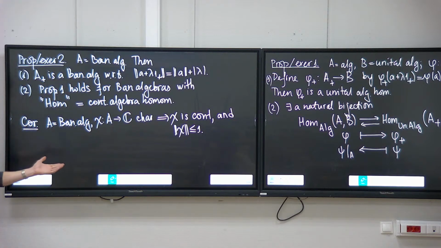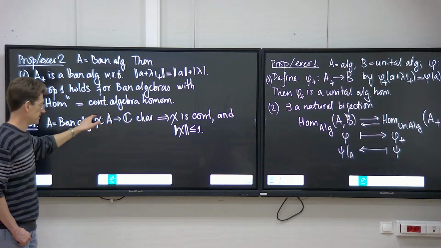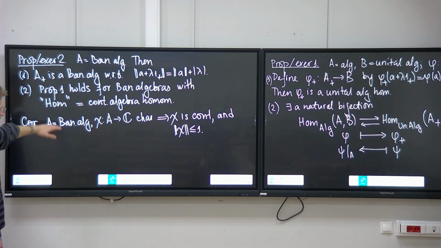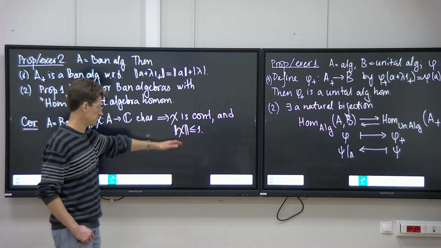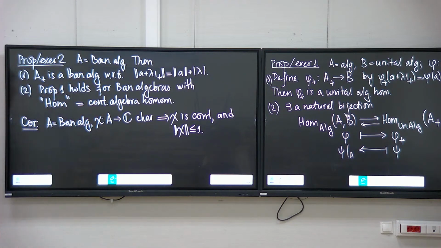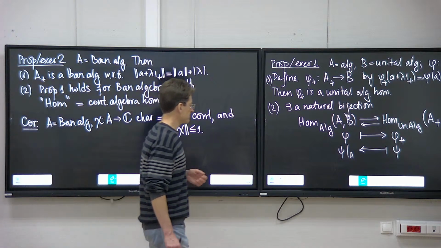Well, indeed, at the previous lecture, or maybe 2 lectures ago, we proved this for unital Banach algebras. But by using the unitization procedure, we can easily extend it to arbitrary Banach algebras. Namely, if we take a character, then we extend it to A plus by using this proposition. We get a character of A plus, and it is bounded and satisfies this condition. Okay.